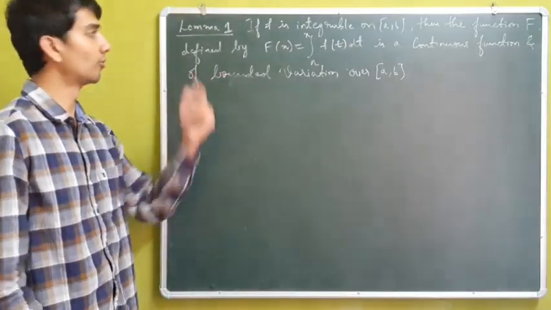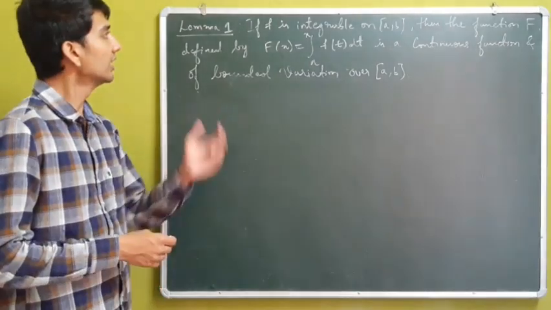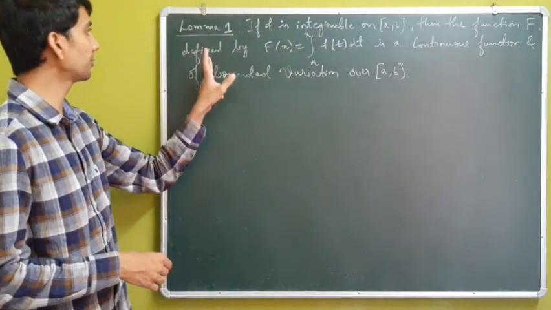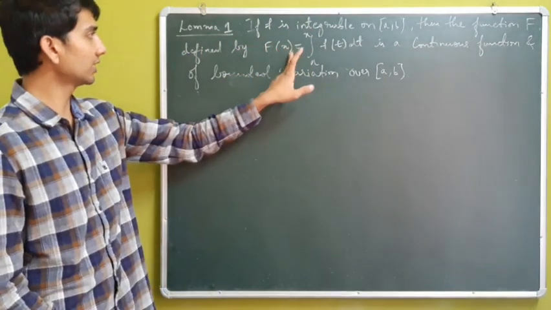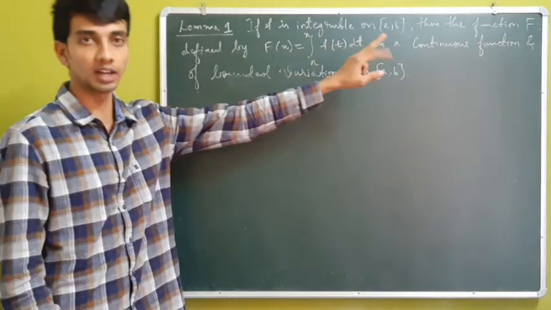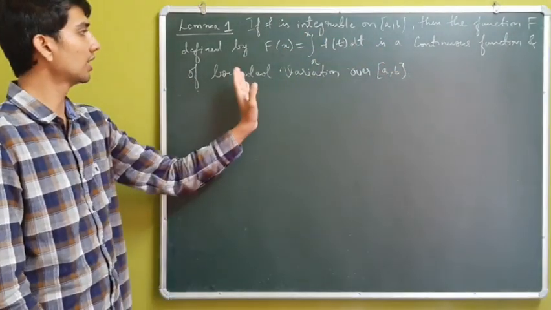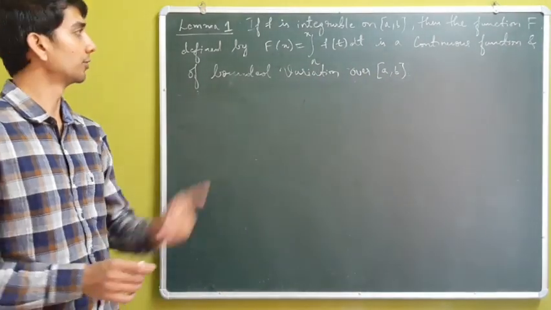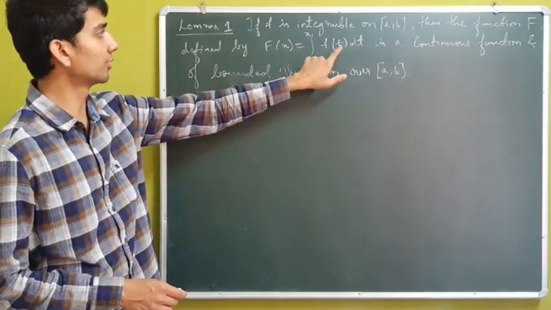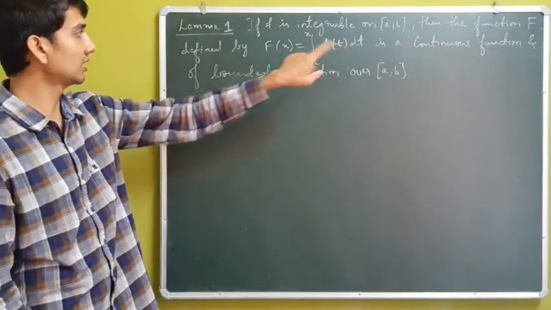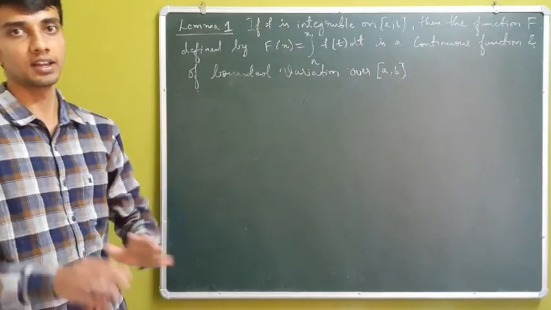So we are into lemma 1 now. It states as follows: if f is integrable on [a, b], then the function F defined by F of x to be the integral of f over [a, x] is a continuous function and is of bounded variation over the given interval. So if F is defined as follows, where f is integrable, then we need to prove that F is continuous and F is of bounded variation.